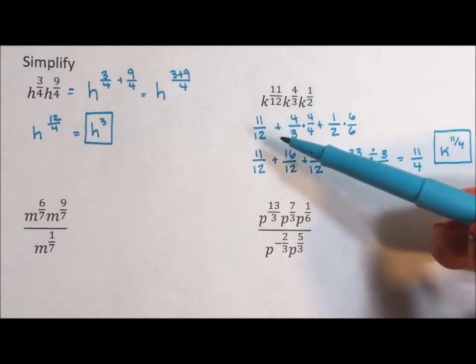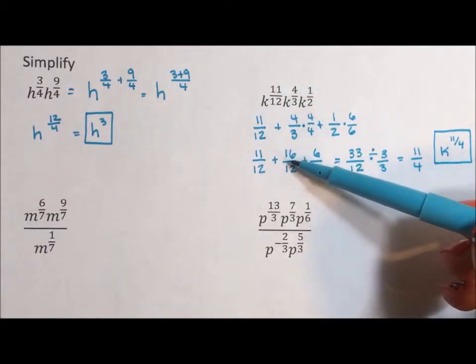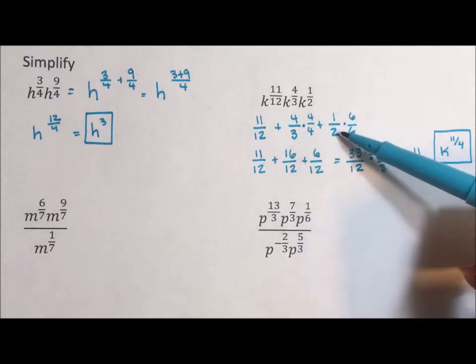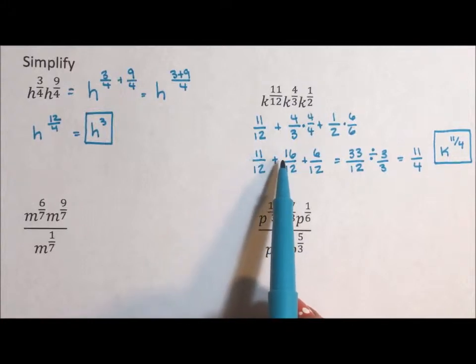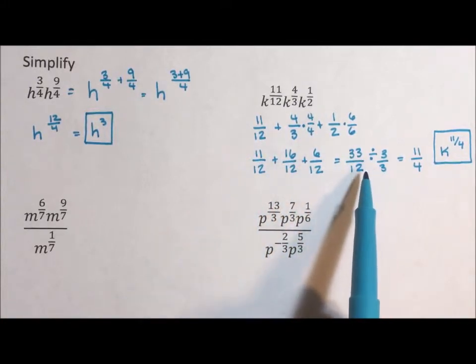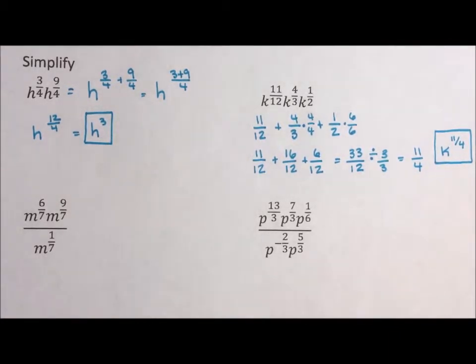So I started off by adding my fractional exponents. I need to define my common denominators, so I multiplied the fractions to get the common denominators. I then added those numerators up, reduced my fraction, and I got my final answer.